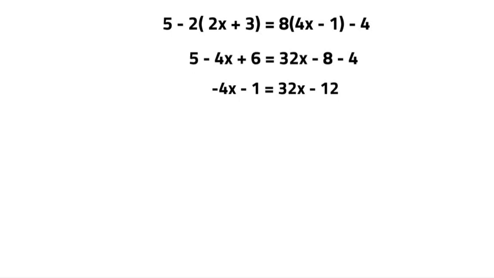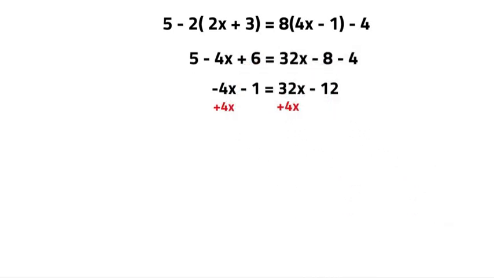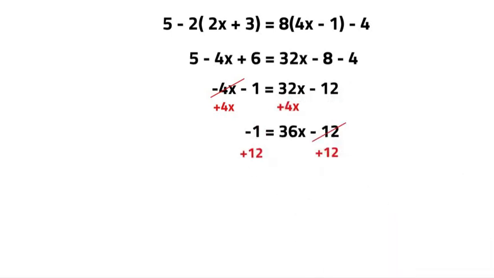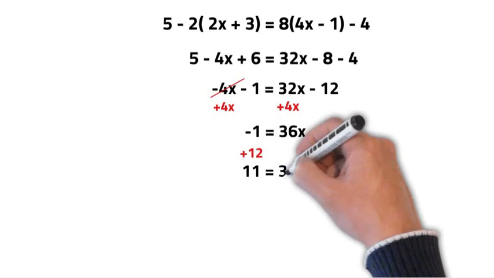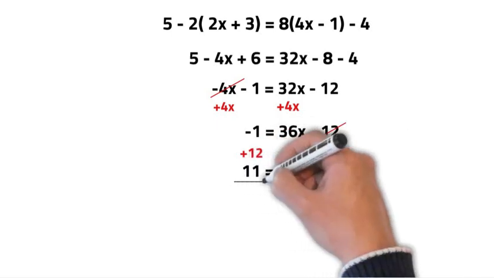Now that we've fully simplified it, we can start canceling out some numbers. So we're going to go ahead by adding 4x to both sides, which cancels out that 4x, which leaves us with negative 1 equals 36x minus 12. Now if we go ahead and add 12 to both sides, cancel out that negative 12 and leave us with 11 equals 36x.